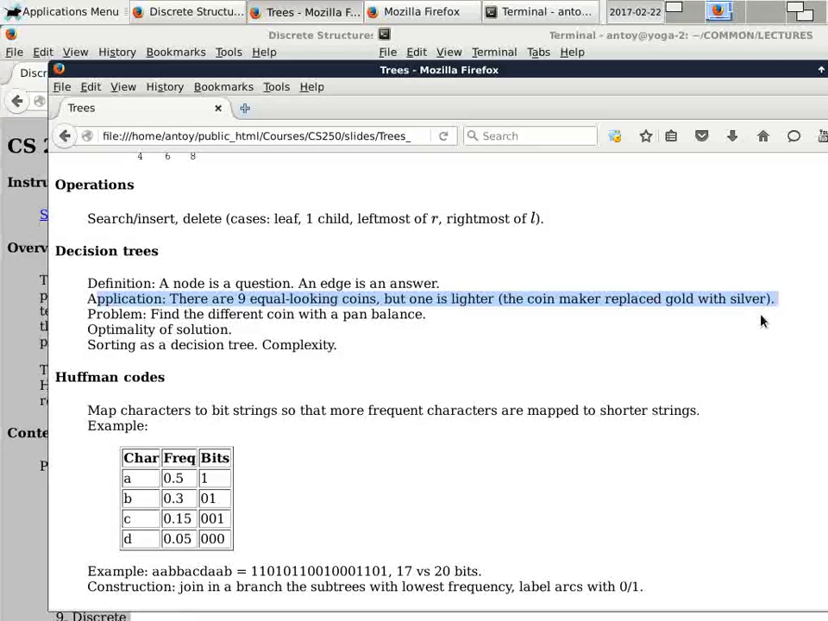So what do I do if 1, 2, 3 comes down? I know that the bad coin is either 4, 5, or 6, right? So I compare what? 4 and 5, and I get what? If 4 comes down, it is 5. If they remain level, it is 6. If 5 comes down, it is 4. And the same here. So this is optimal.